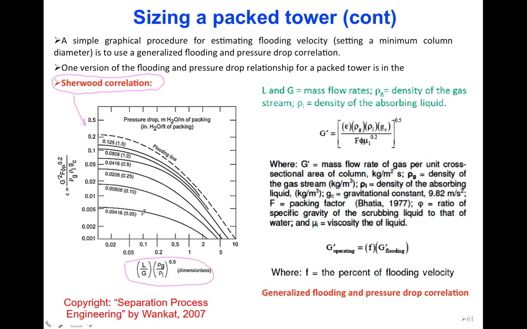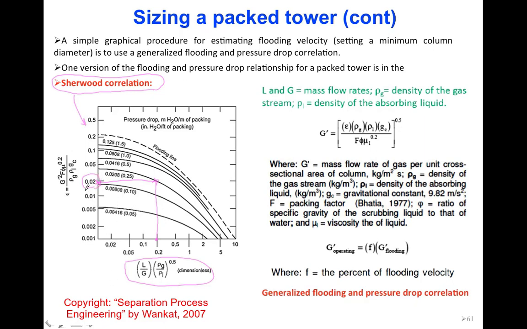So how do you use this equation? Let's say you know your liquid mass flow rate and gas mass flow rate, you have your densities, you calculate this parameter, let's say it gives you this value. Then you know that your pressure drop is 0.25 inch of water per foot of packing, which is this curve here. So you just go up all the way, you mark this point, then you go horizontally and you mark this point, which is here 0.02.